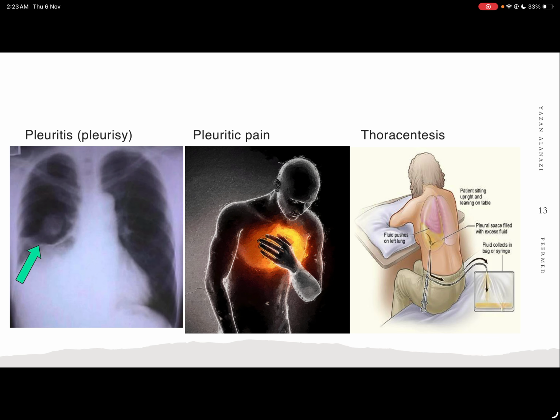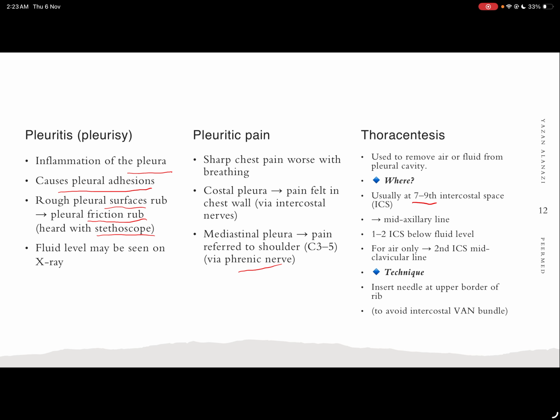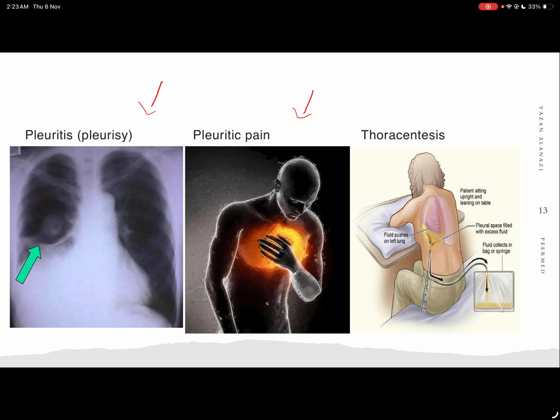See, this is the pleuritis, the air that can be seen on the chest X-ray. And this is the pain that can be felt, injuring the phrenic nerve or the intercostal nerve, according to where the case is. If we have a problem in the costal pleura, it's the intercostal nerve; mediastinal, the phrenic nerve. Okay, and thoracentesis is here, where we insert this needle to withdraw the air, or the fluid, the excess fluid that is there.